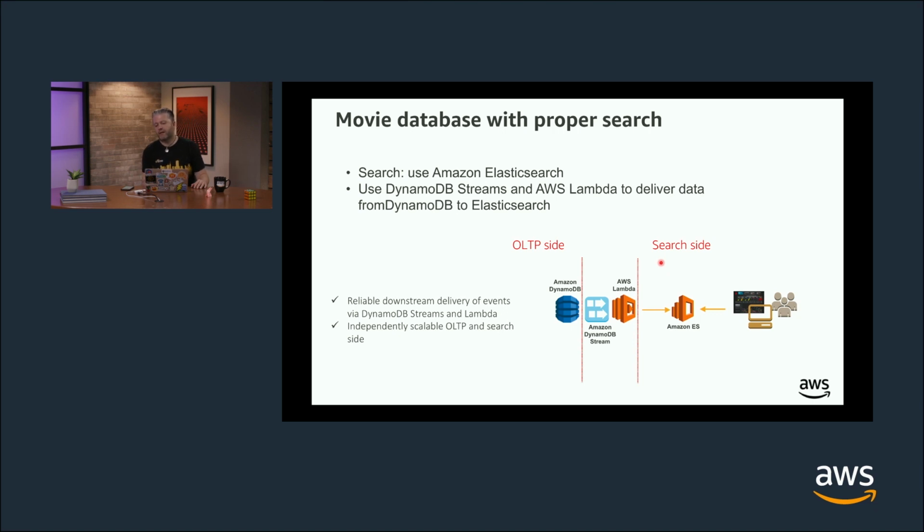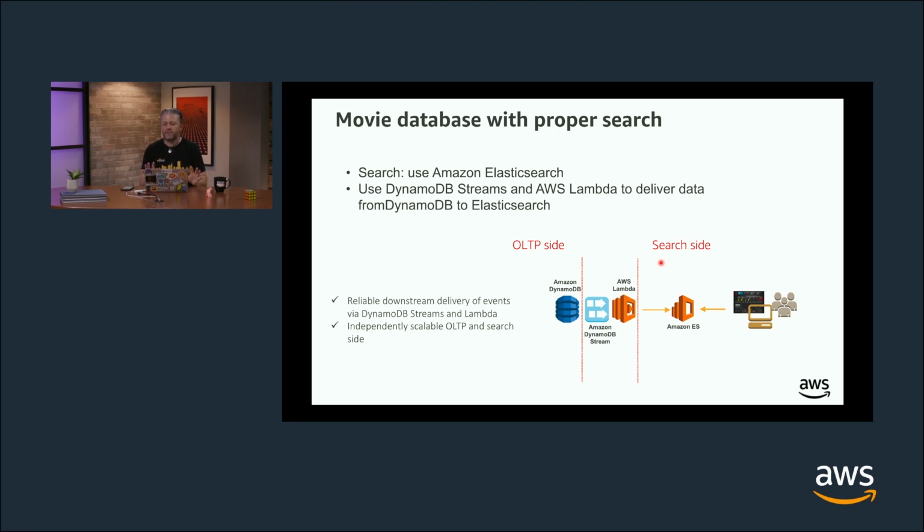In this case, when we create a Lambda function, we can use our DynamoDB stream as the source for the Lambda function, and then that Lambda function will start getting events, batches of events that represent changes to your data in your DynamoDB table. The Lambda simply takes the data, feeds it to Elasticsearch, and now you have a searchable movie database.